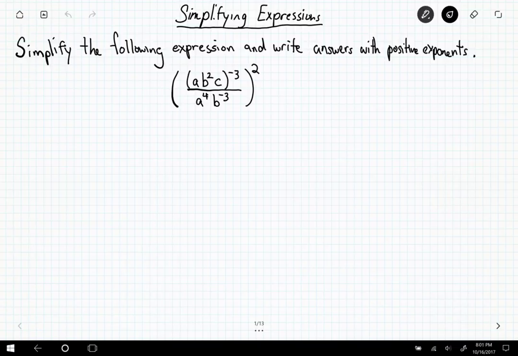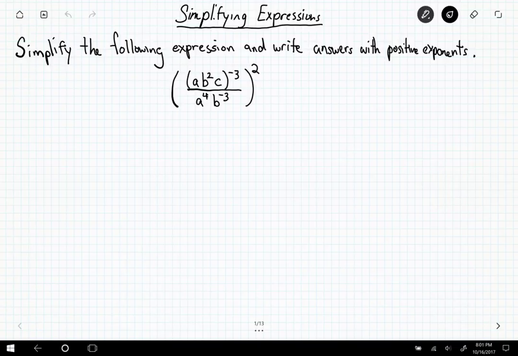Okay, let's get started. We want to simplify the following expression and write answers with positive exponents. And if you want to ask any questions along the way, just go ahead and ask the questions in that chat box over on the right hand side.